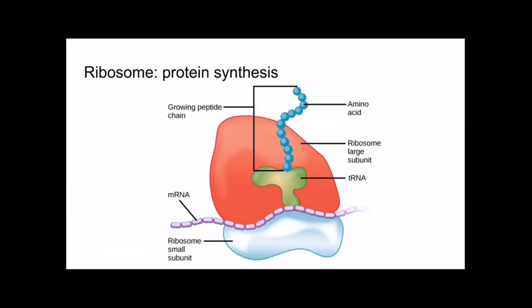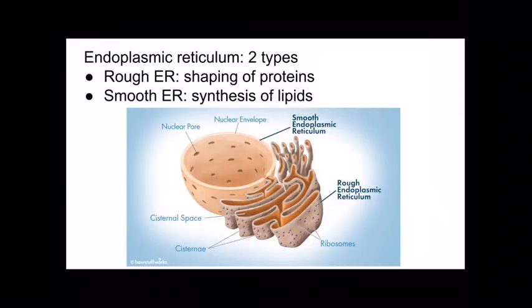That is what the ribosome takes care of. It puts the amino acids in the right sequence. So that's the job of the ribosome. The next two organelles that we're looking at are the endoplasmic reticulum. There are two types of them, and one of them is closely associated with ribosomes.